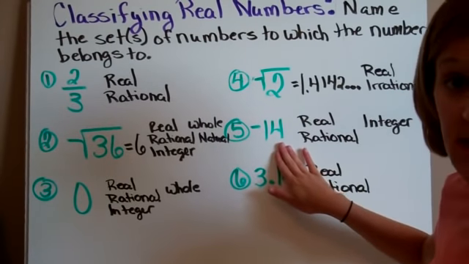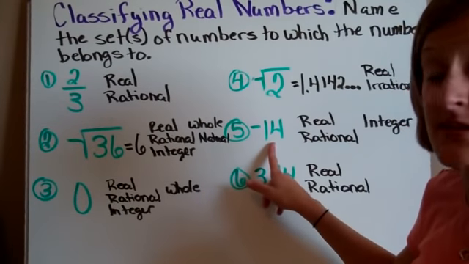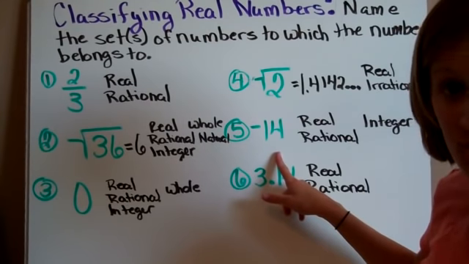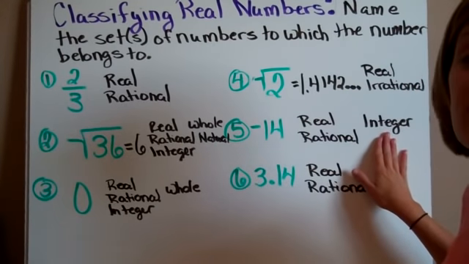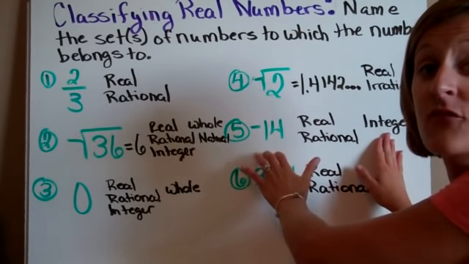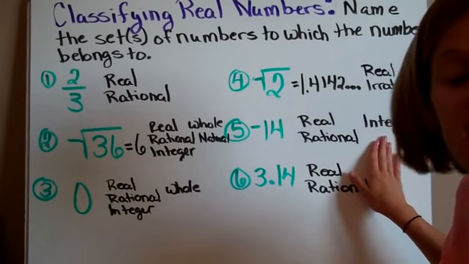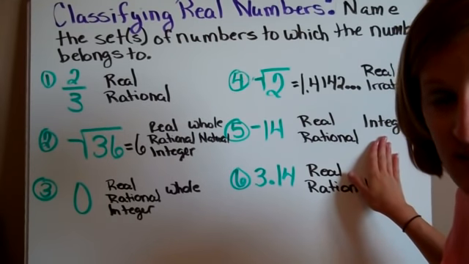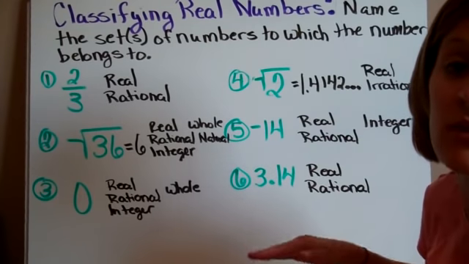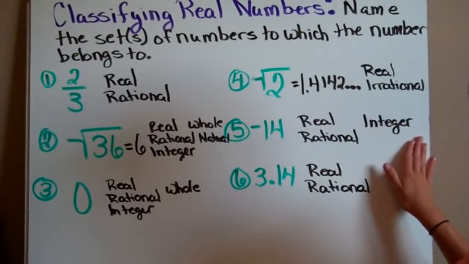Negative 14. This is a real number. It also is expressed as a fraction, negative 14 over 1. So it's rational. It is an integer because it's a whole number and its opposite. Negative 14 is the opposite of 14. So it's an integer. But since it is not a counting number, including 0, I cannot list it as a whole number because whole numbers do not include negative numbers. So it's just these 3 groups.